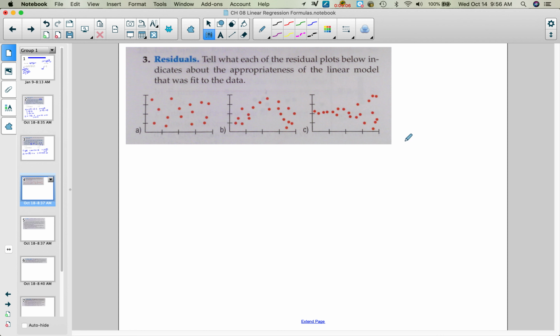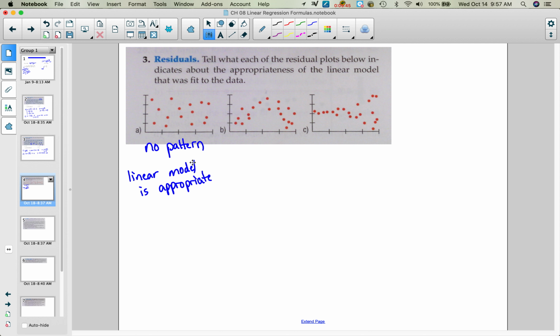All right, in the last video, I talked a little bit about residuals and what you're looking for in a residual plot. Remember that when you are looking at a residual plot, you don't want to see a pattern. If a linear model is appropriate, then the residuals should not show a pattern. So this one in part A shows no pattern. This tells me that a linear model is appropriate.